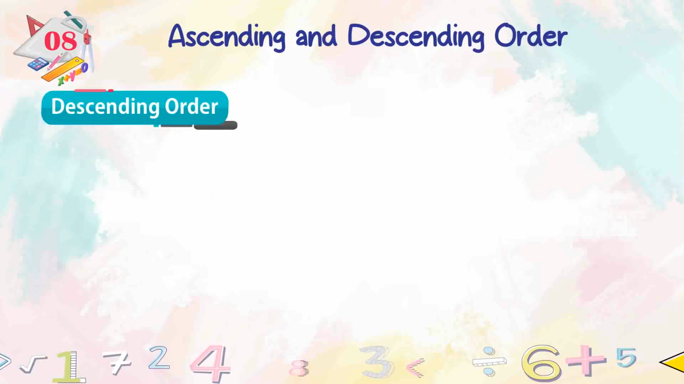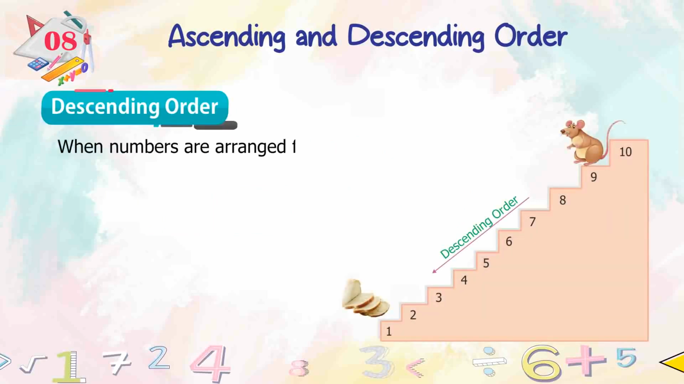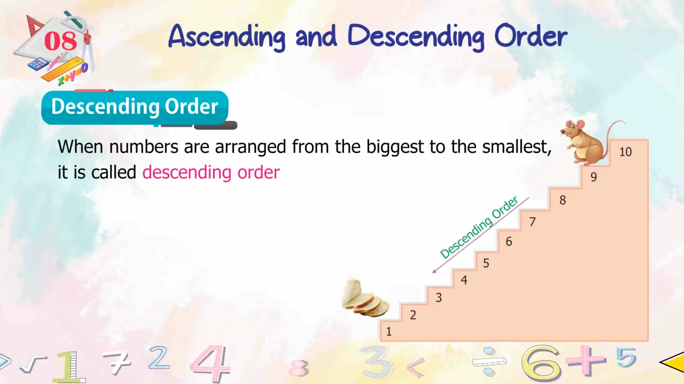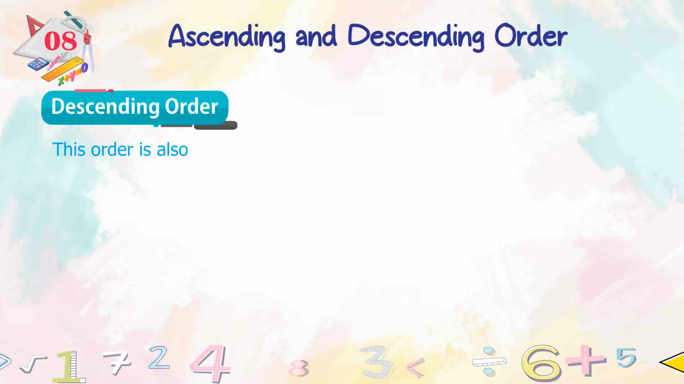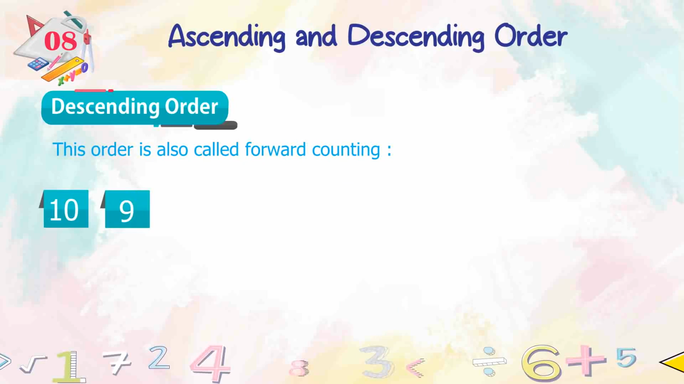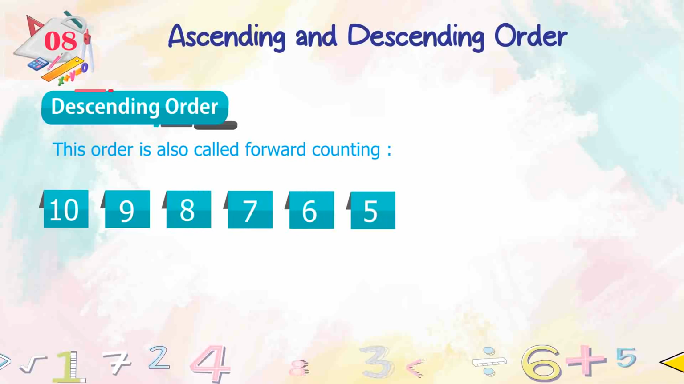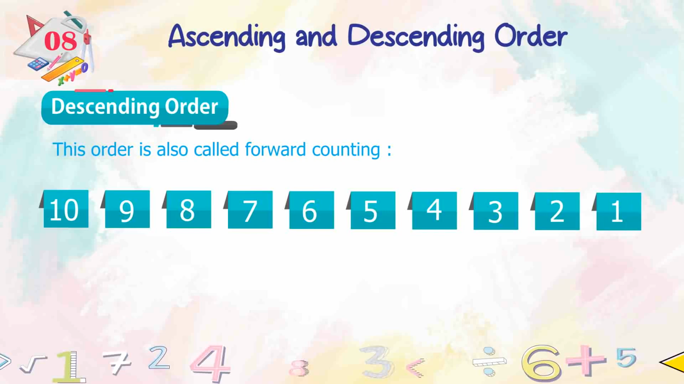Descending order. When numbers are arranged from the biggest to the smallest, it is called descending order or decreasing order. This order is also called backward or reverse counting. 10, 9, 8, 7, 6, 5, 4, 3, 2, 1.